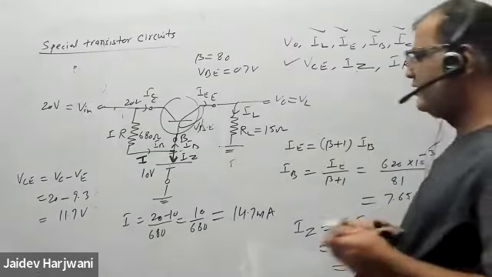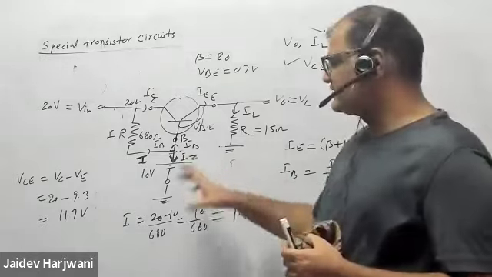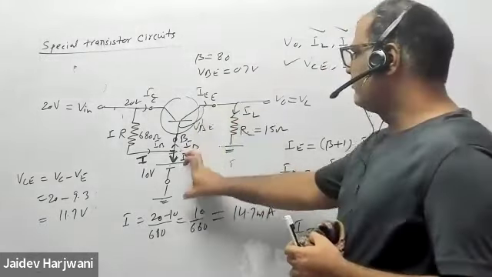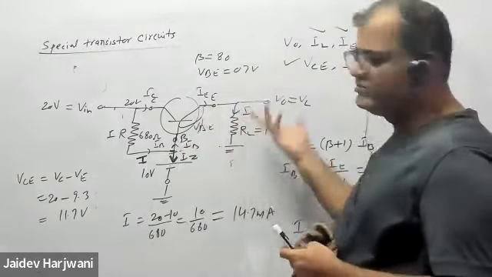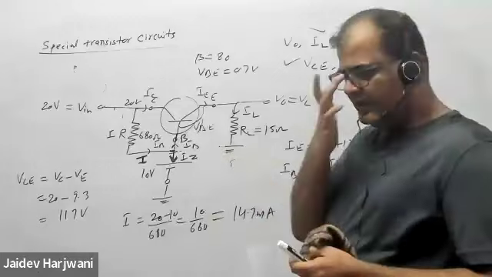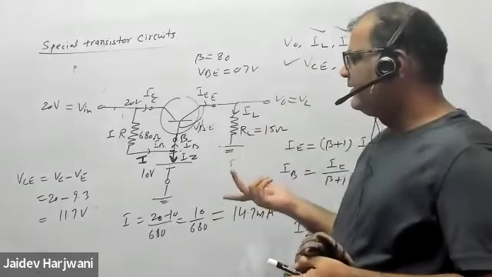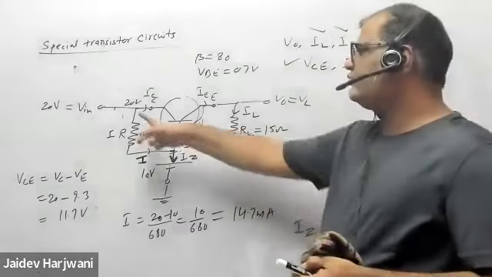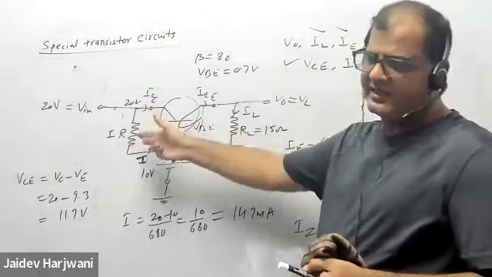The question is very simple. You only have to find whether VZ is on or not. Once it's on, the calculation is very easy. You can find this V naught immediately. Once you know the ammeter current, beta will be given, you know the IC. Then you know the IB, and you can calculate the IR here.